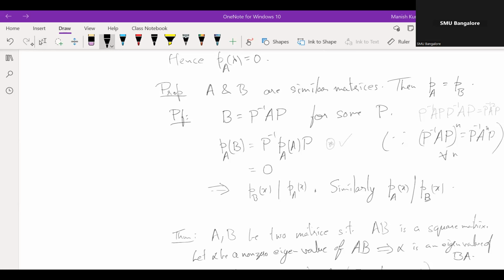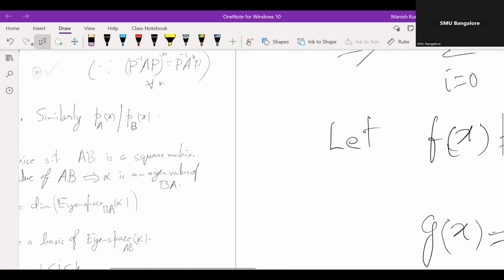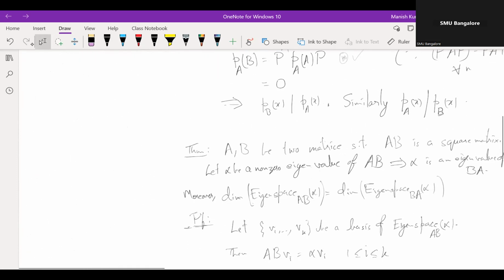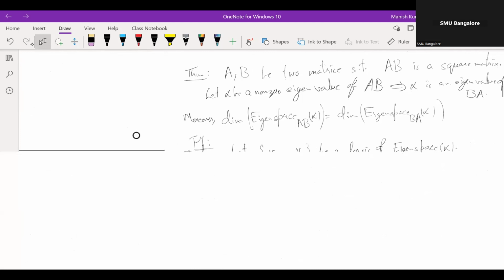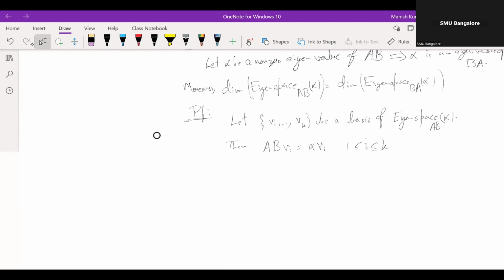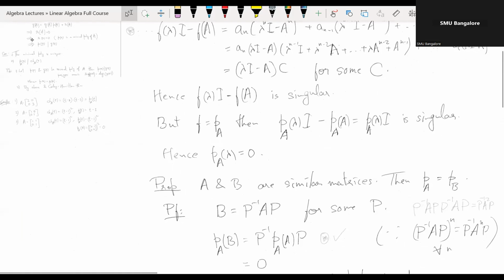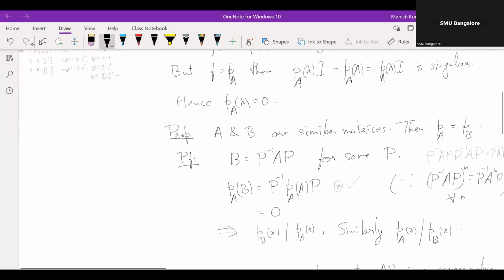Oh, I can't write. Let me see. It's not allowing me to write. One second, let me try to restart this. Right now, I was able to write. I wrote a few things.